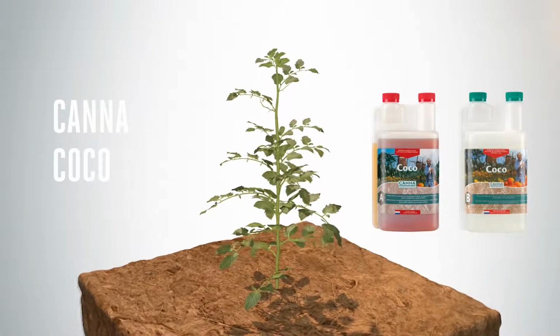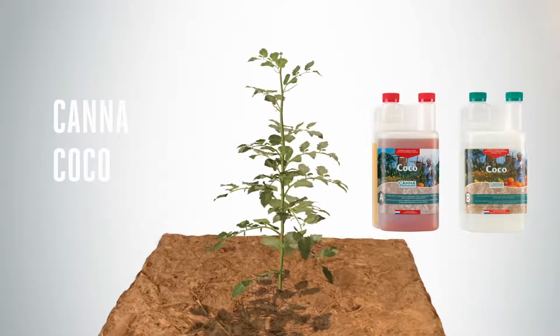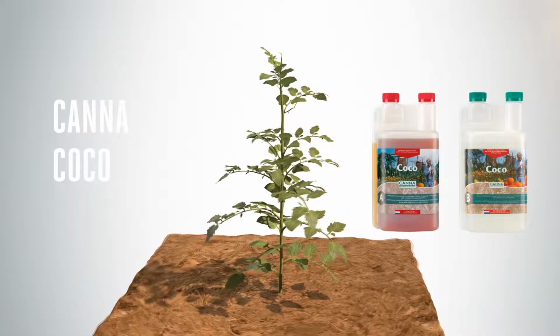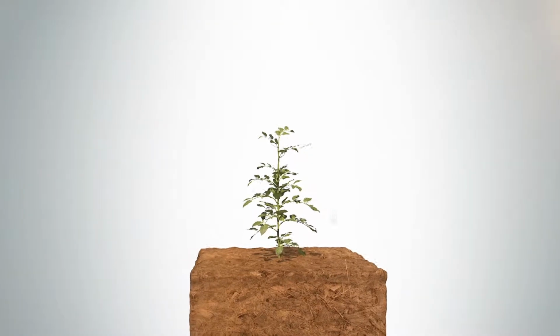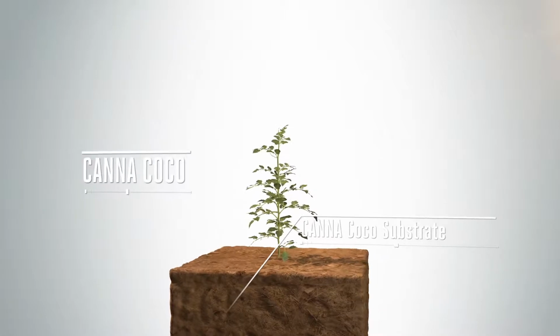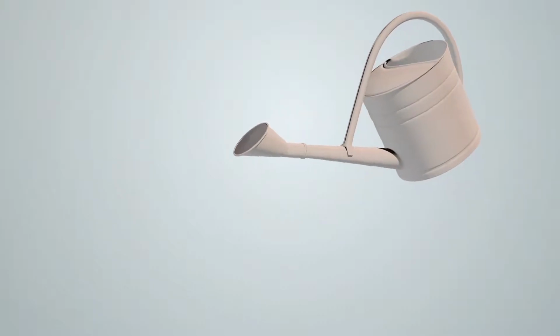Canna Coco nutrients contain ingredients that ensure that essential nutrients are released by the substrate. The plant will need these during the all-important growth phase. They will ensure that your plant gets stronger and grows faster when you use Canna Coco substrate.